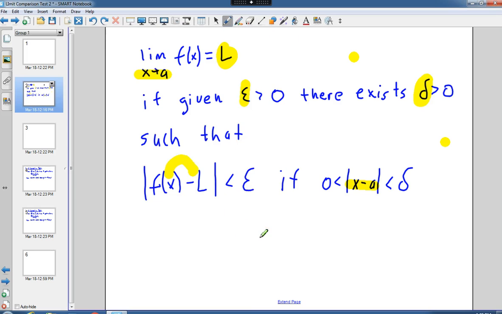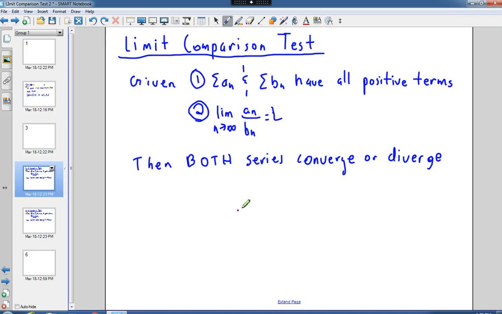Okay, so now that we perhaps have a better understanding of this limit, let's actually take a look at our limit comparison test.